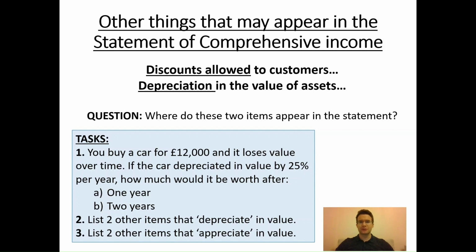The second question was: list 2 other items that depreciate in value. So other things that lose value over time. We've talked about vans, vehicles, cars. Any sort of motoring vehicle is likely to lose its value over time as it's used and as mileage accrues on it, and of course as new models come out which are potentially more fuel efficient, for example, there's less desirability for those older models.